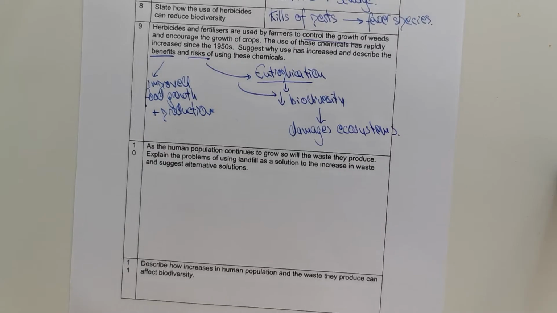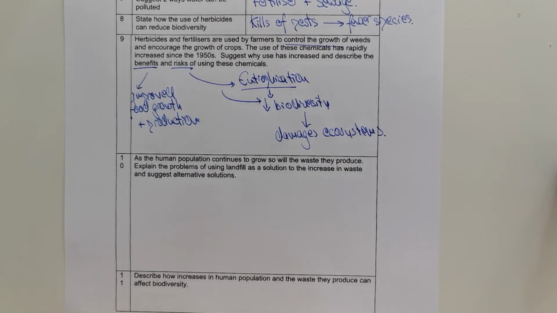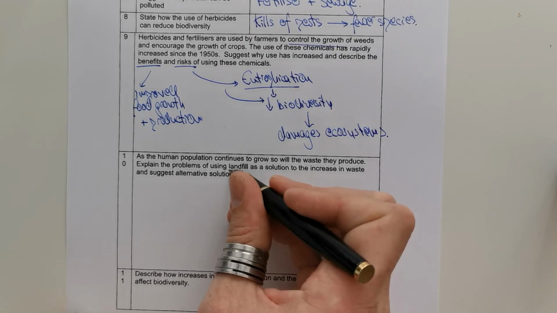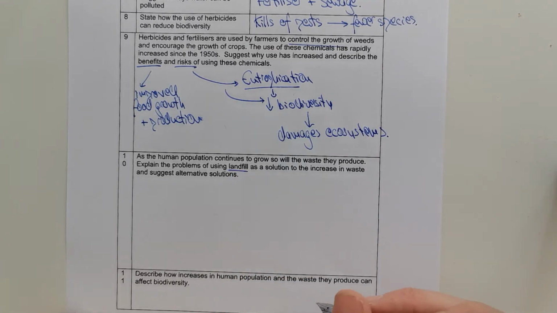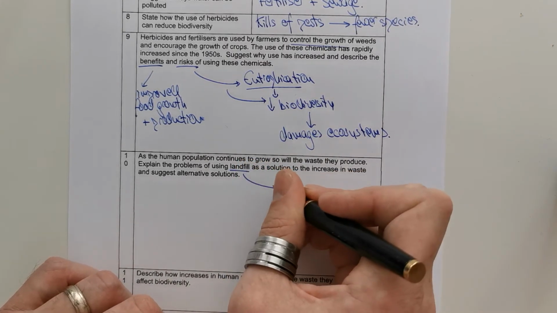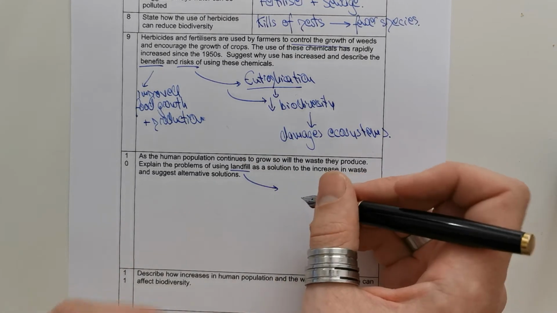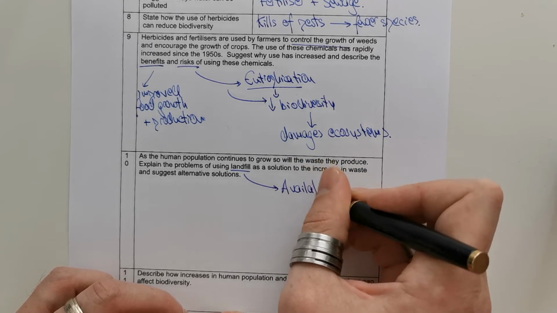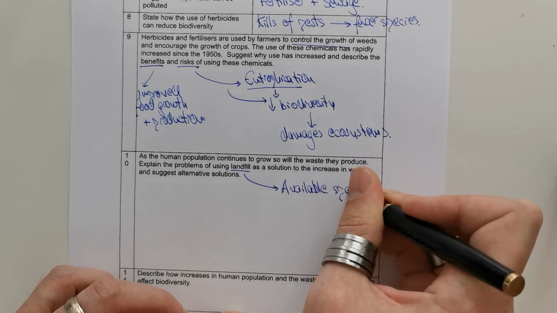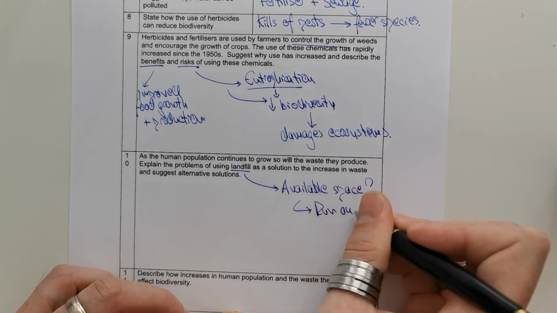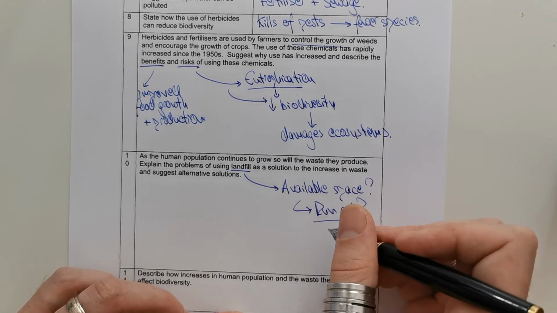Good. As the human population continues to grow, so will the waste they produce. Explain the problems of using landfill as a solution to the increase in waste and suggest alternative solutions. Now, landfill is where you dig a big hole and you throw your rubbish in it and bury it. More people means more waste. Eventually, you're going to run out of space. That's why it's not a continuously viable option.